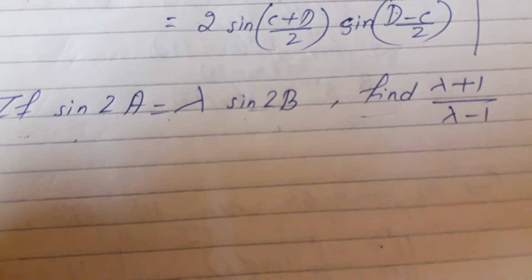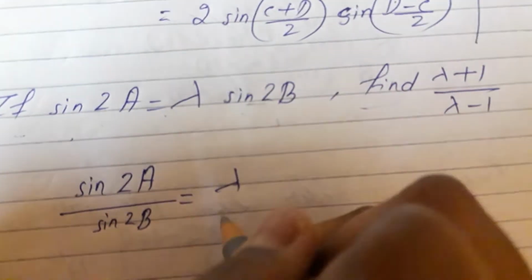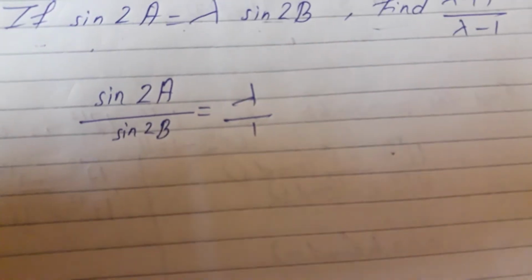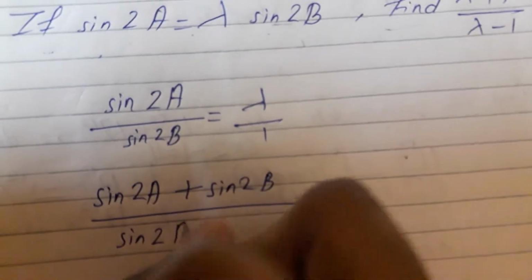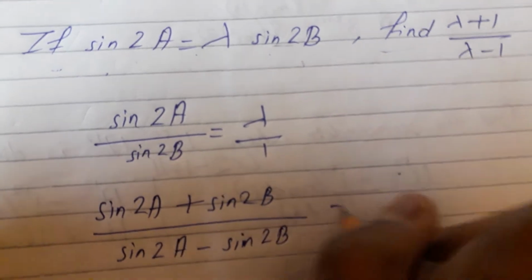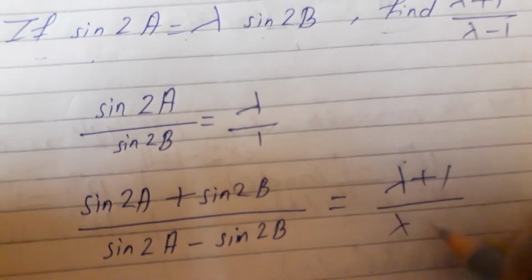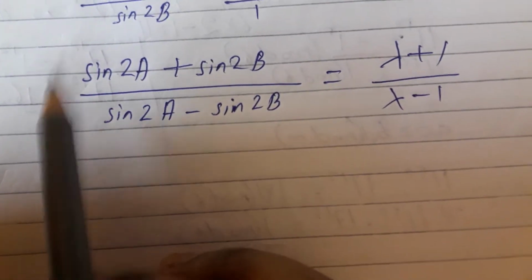you have to apply componendo and dividendo, and for that you have to write sin 2A by sin 2B equals lambda by 1. Then if you take componendo and dividendo, you will get (sin 2A plus sin 2B) by (sin 2A minus sin 2B) equals (lambda plus 1) by (lambda minus 1). Then you have to solve this. Now see, then you have to split it using the formula.